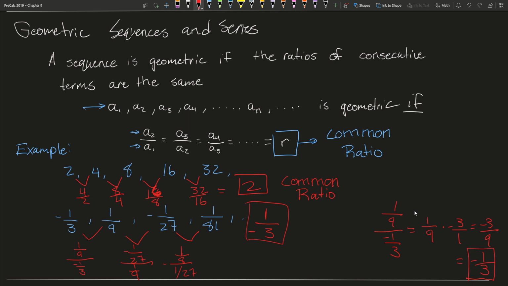But I want to pause there for a second. Are there any questions over those two examples?